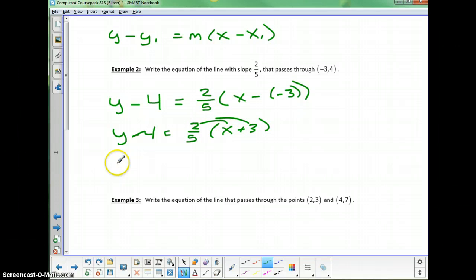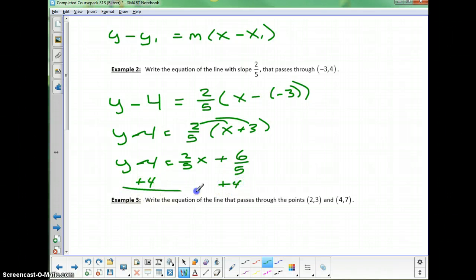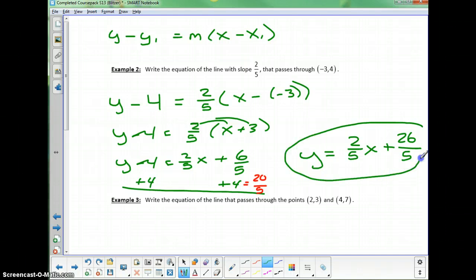We'll go ahead and distribute. y minus 4 equals 2/5 x plus 6/5. Once I distribute, 2 times 3 is 6, over 5. Now we'll go ahead and add 4 to both sides to get y by itself. And we get that y is equal to 2/5 x plus, note real quick that 4 is 20/5, right, 20 divided by 5 is 4. So I need 20/5 plus 6/5. I need that common denominator there, so 26/5. That's the equation of my line.